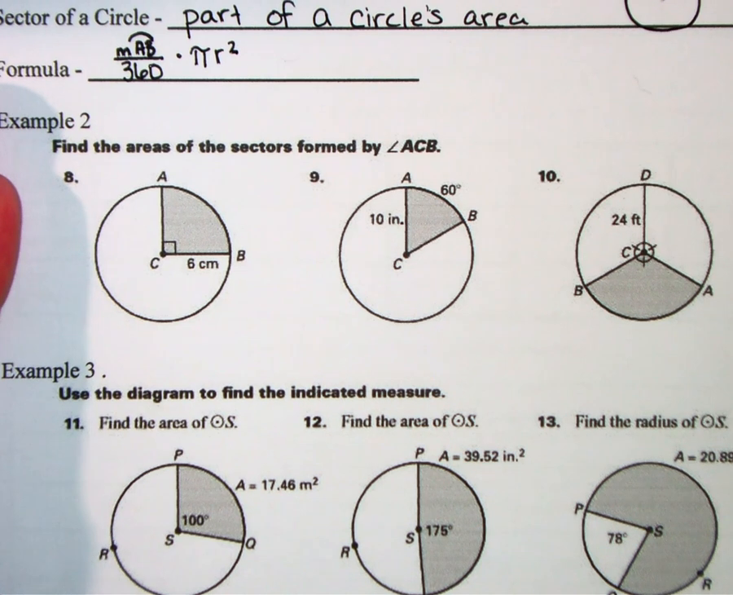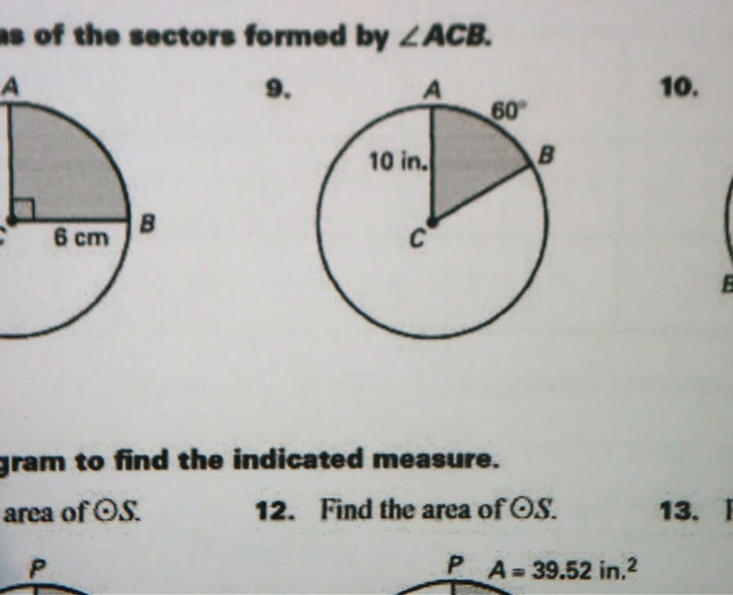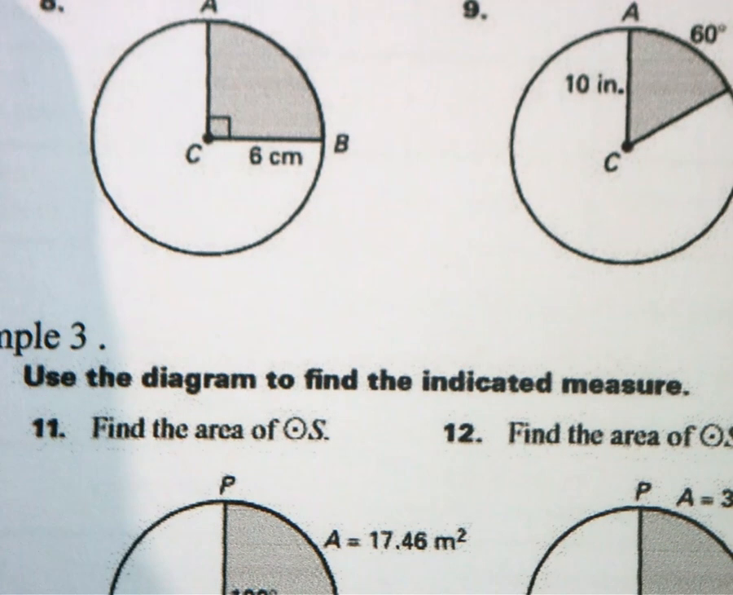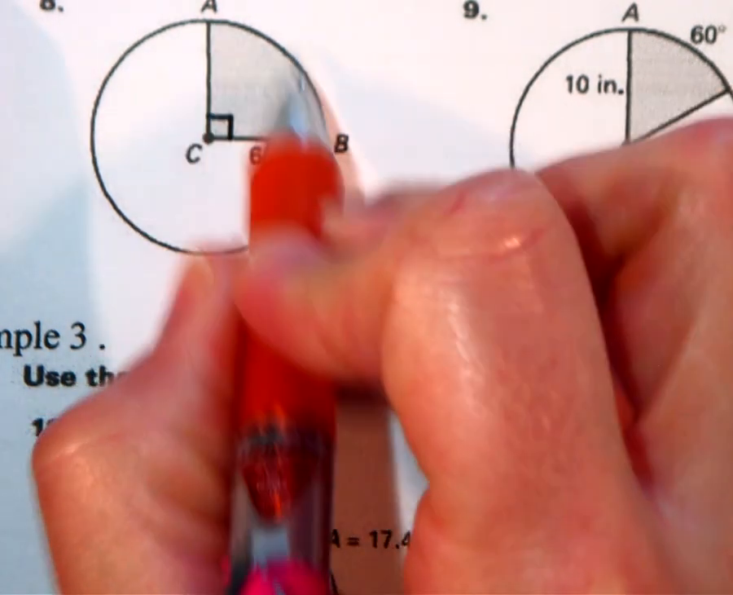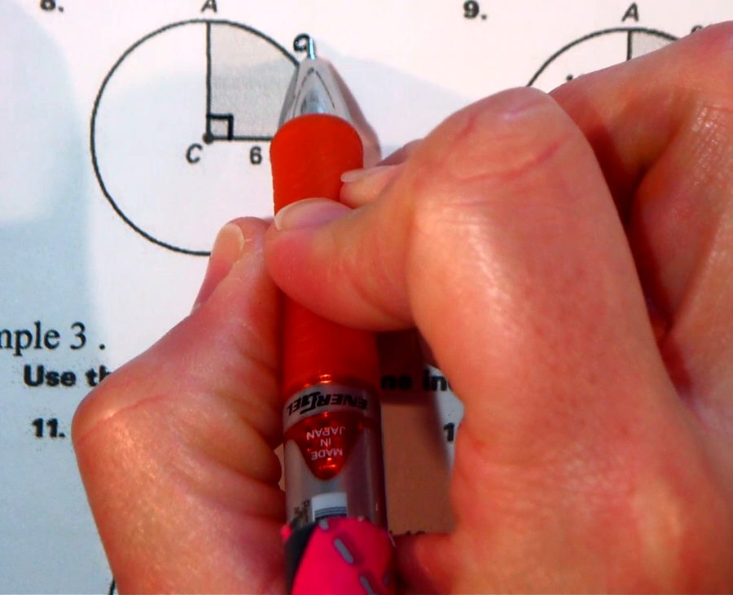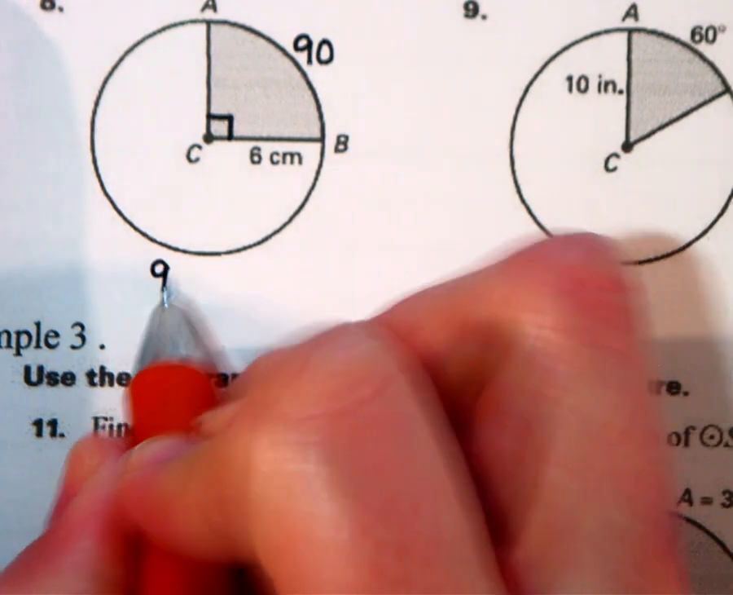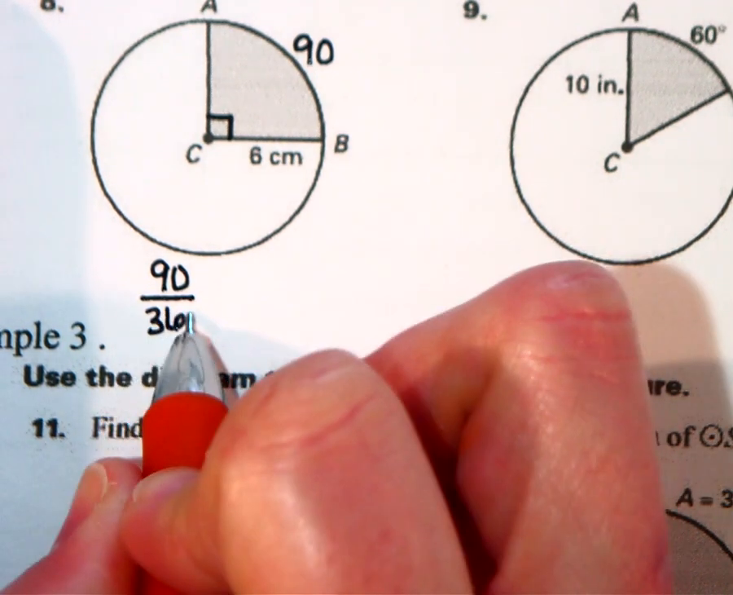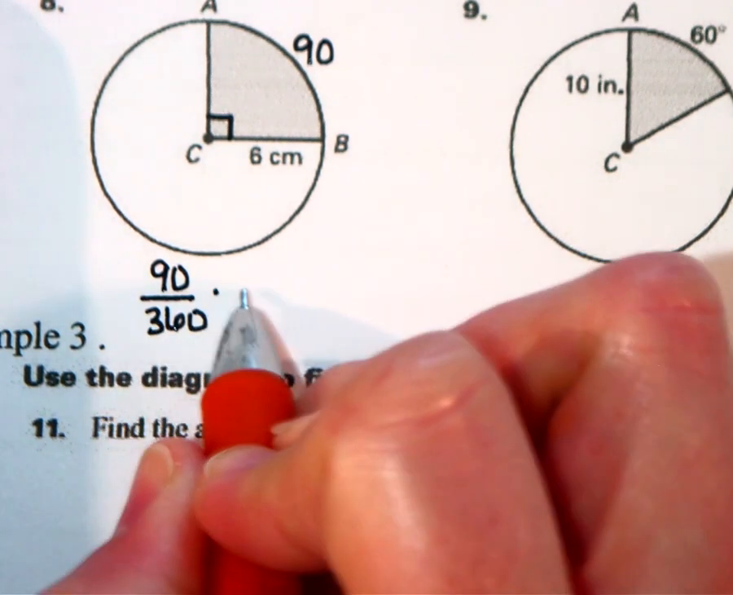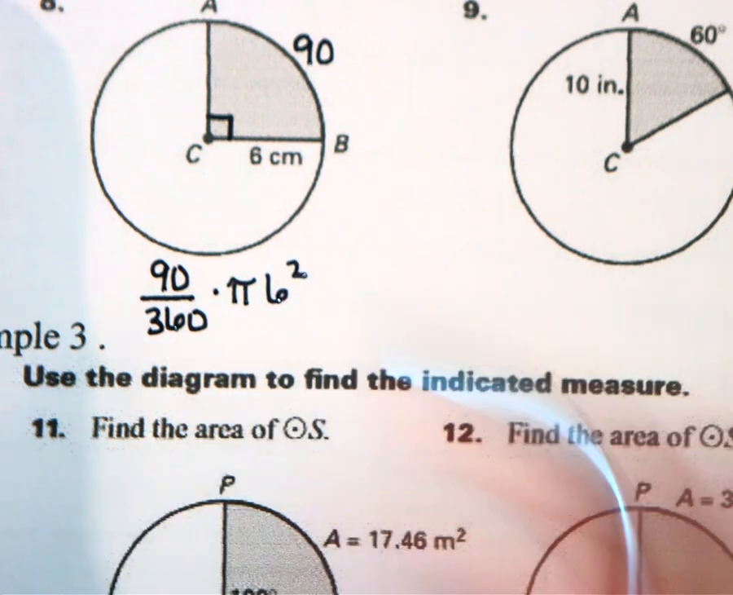Okay, let's zoom in so we can get a better picture here of each problem individually. Okay, so the first one. This is showing you 90 degrees at the center, which means that the measure of this arc between A and B is going to be 90 degrees. Okay, so it's going to be 90 degrees divided by 360 times pi 6 squared.